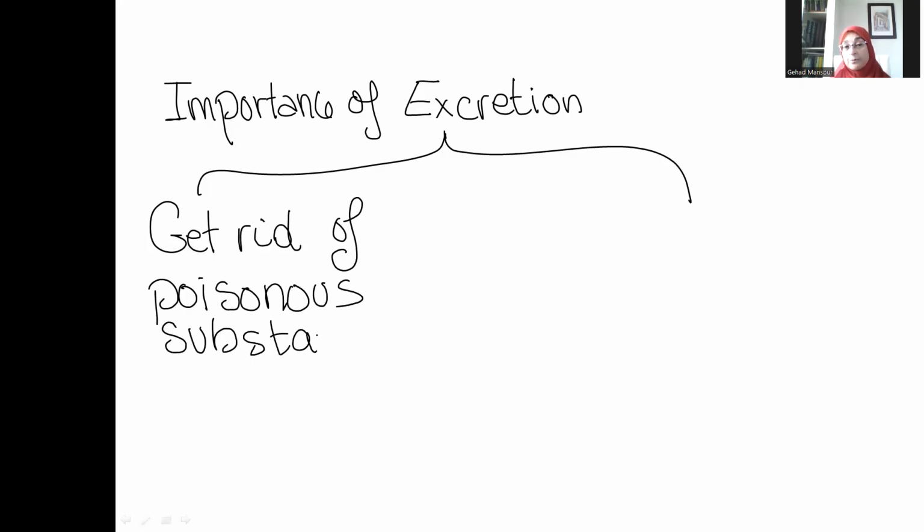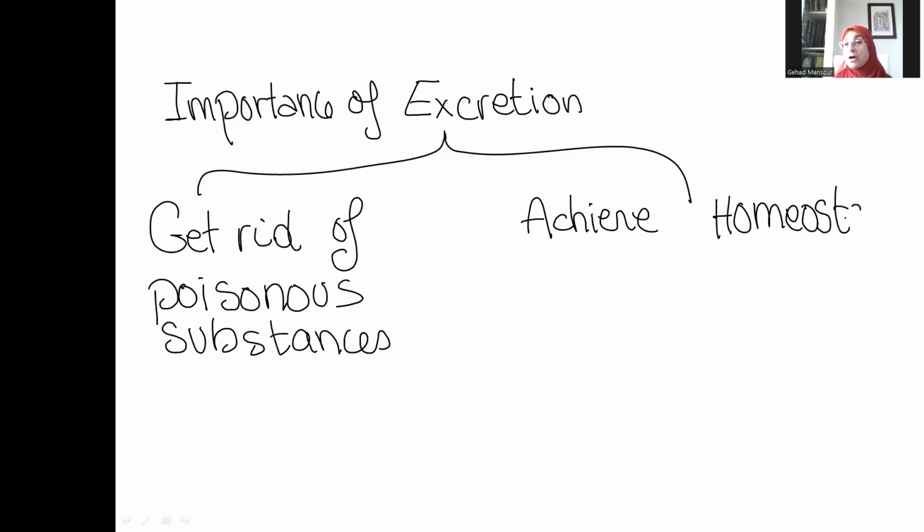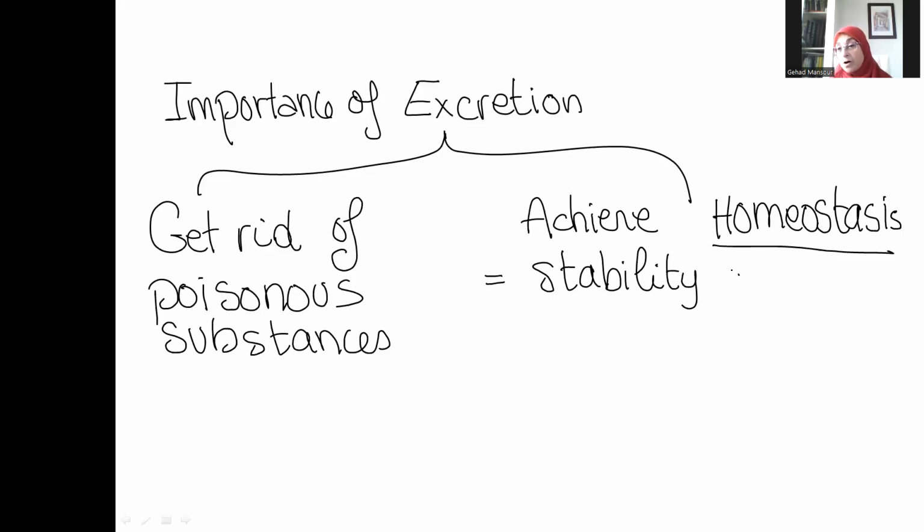And the second purpose of excretion is to achieve homeostasis. What is homeostasis? When we say homeo, not hemo, homeostasis, we mean stability. We mean stability of the cellular environment, stability of the cellular environment.